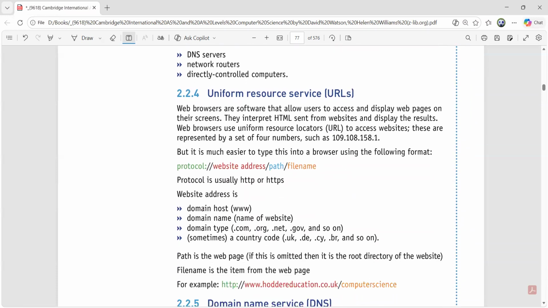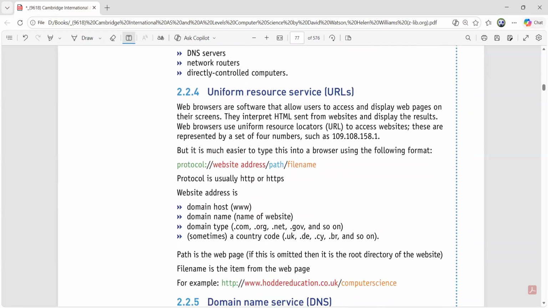Now, another important topic that can come in the paper is URL, or Uniform Resource Locator. Simply, the web browsers have a URL or an address that is denoting their identity. And remember one thing, the URL is not understood by the computer, so it is converted into its equivalent IP by the DNS server. Now, web browsers are software that allow the users to access and display the web pages on the screens. This is the definition of a web browser. They interpret HTML sent from the websites and display the results.